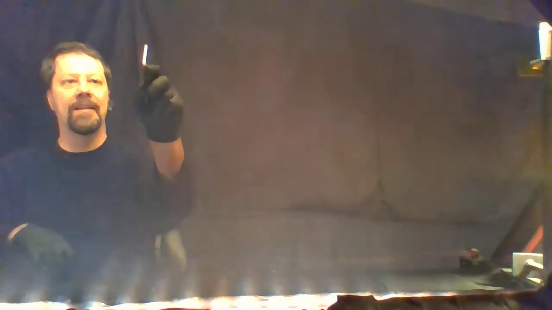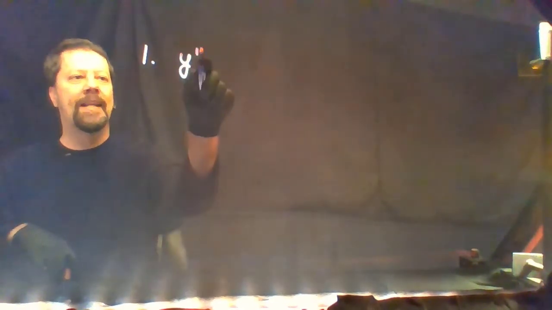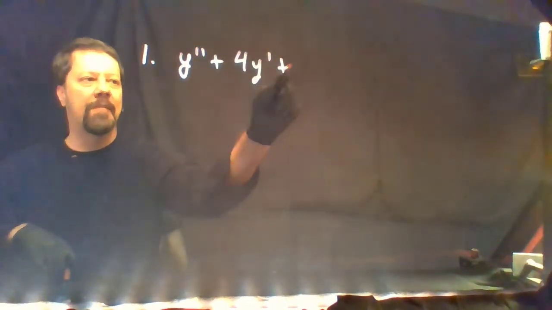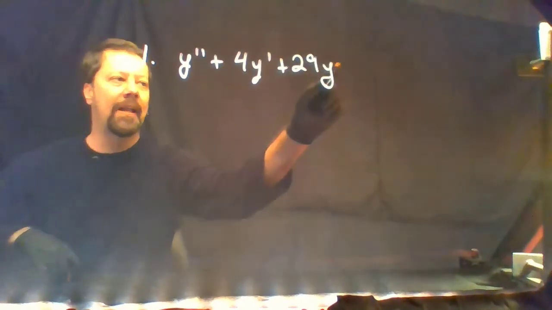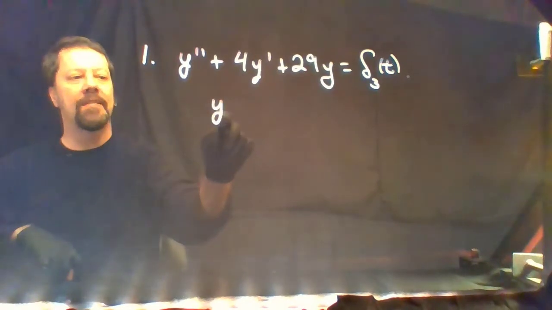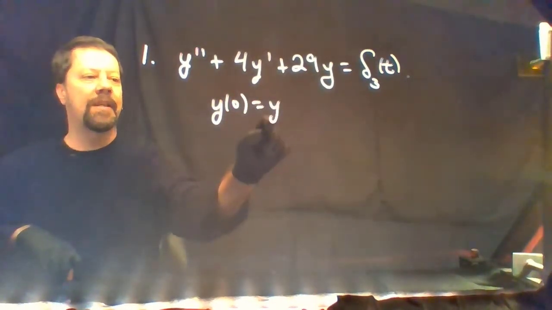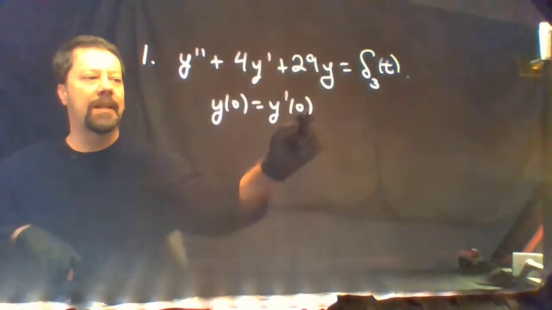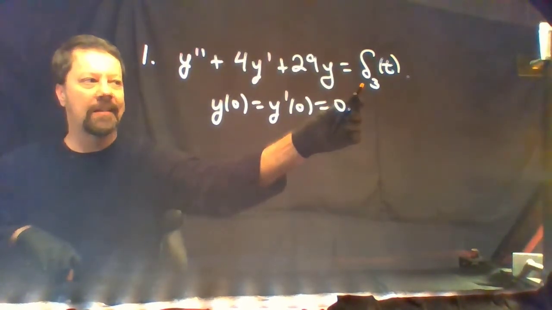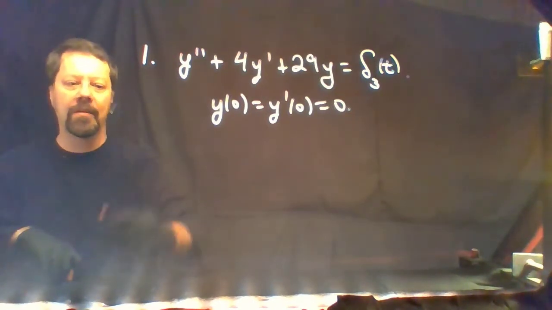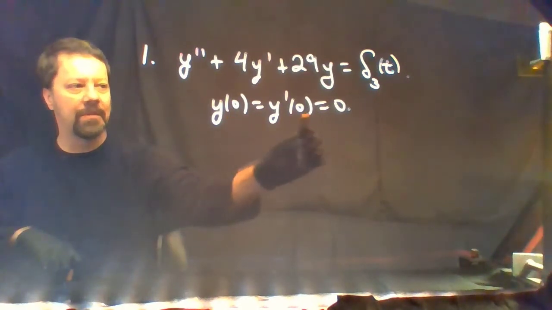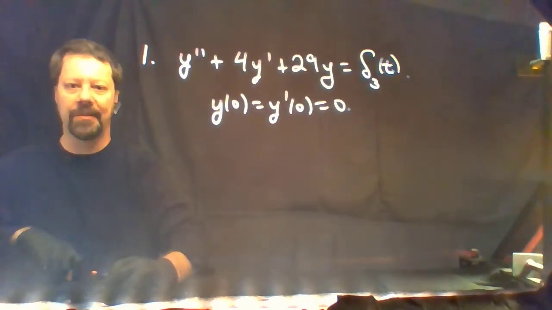We're going to begin with y double prime plus 4y prime plus 29y equals delta 3 of t, y of 0 equals y prime of 0 equals 0. Because we have the Dirac delta function here, we need to use Laplace transforms, which is made simpler because the initial data are all 0.